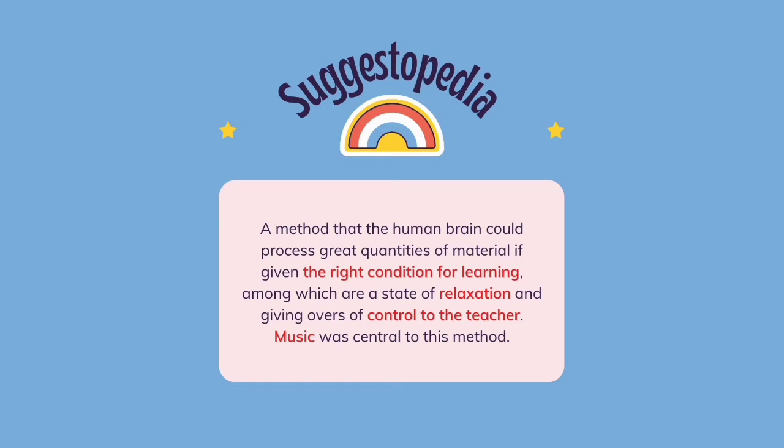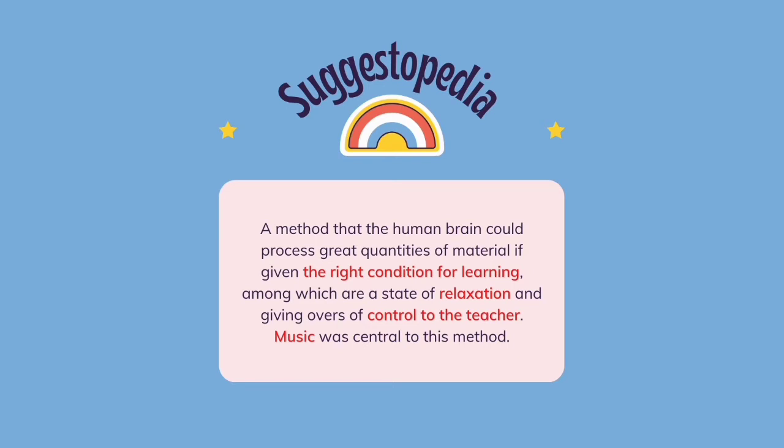From the definition, we can underline some words like human brain, relaxation, and teacher. Those words are the keywords of this definition. Lozanov used music as central to his method, and he used baroque music with its 60 beats per minute and its specific rhythm, which created the kind of relaxed concentration that led to super learning.